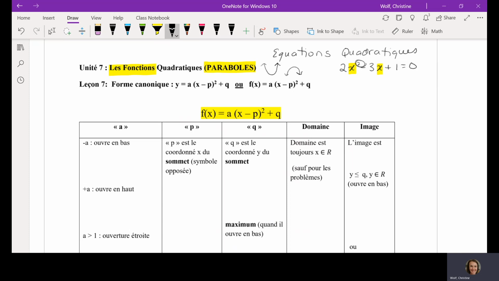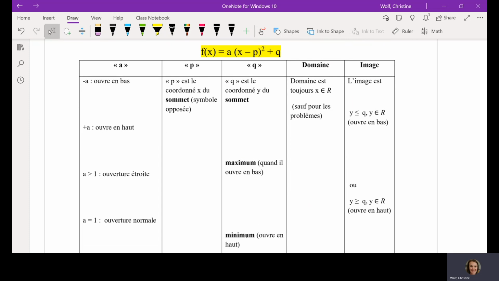So, leçon 7, on va parler d'une forme canonique. Ça, c'est la forme canonique d'une équation. So, as you can see, there's still a little 2 in it. OK? So, on sait que ça va être la forme d'une parabole. Quelquefois, tu vas avoir une Y au début, quelquefois une F de X. C'est exactement la même chose. We're going to worry about the second half. OK? La deuxième partie de l'équation a beaucoup de variables A, X, P et Q. OK? So, dans le tableau ici, j'allais expliquer ce que chaque lettre représente.